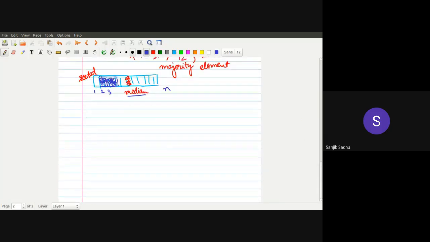So first see, this is the array x1, x2, x3, in this way xn elements are there. Okay, so we are now going to discuss the simple linear time algorithm. Linear time means big O of n. So how can we find this?